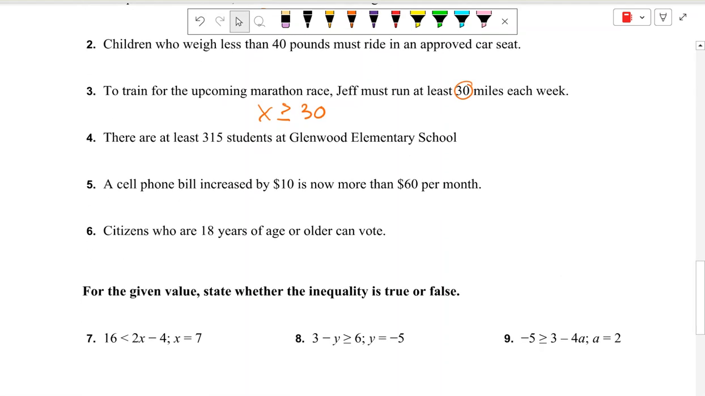Number 5, a cell phone bill increased by $10 is now more than $60 per month. So a cell phone bill increased by 10. So we don't know the bill. It is now X is increased by 10 is now more than. This side over here is more than $60 per month.